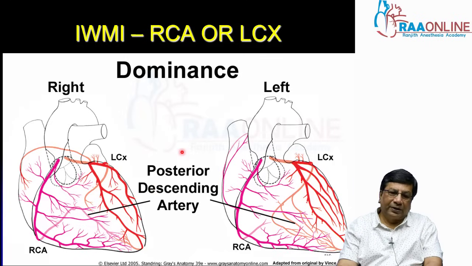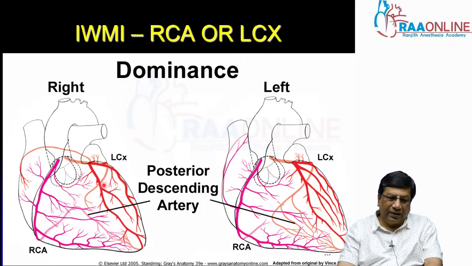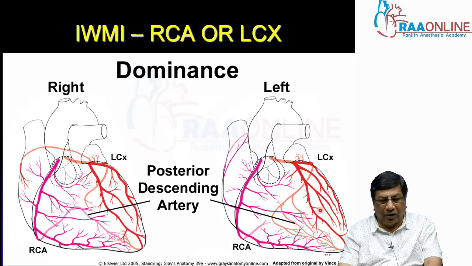Then we must also know from the ECG which system is dominant, whether the right coronary system is dominant or the left coronary system is dominant. The dominance of the coronary system is decided by which artery gives rise to the posterior descending artery. If the posterior descending artery is given by the right coronary artery, the right coronary is dominant. If the posterior descending artery comes from the circumflex, the left circumflex is dominant.